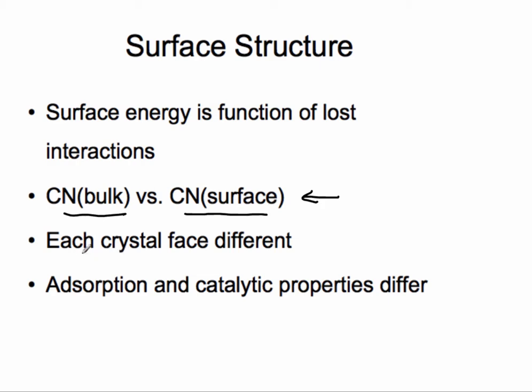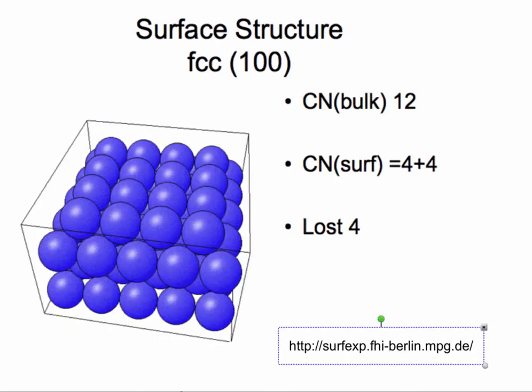And because even within a given crystal structure we can cleave it along many, many different crystal planes, we actually have to examine each crystalline face separately. They're all going to have different properties. Because the surface energies are going to vary for different crystalline faces, the ability of things to adsorb to those surfaces will be different. And since adsorption is the precursor to catalysis, the catalytic properties of the different crystalline faces are going to be different. So let's look at some crystalline faces.